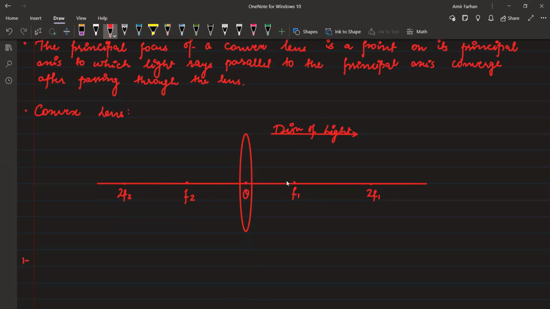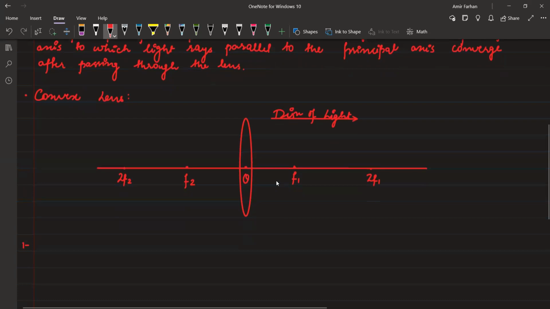The focus which is in the direction of light will be called the principal focus. So if I'm writing only F, it means I'm taking this one, right? Yes or no, everyone? Is this clear? So the focal length of the convex lens is positive.